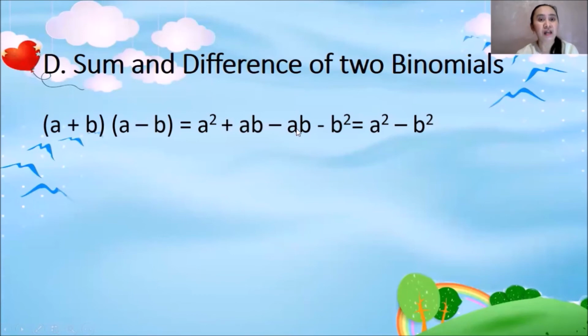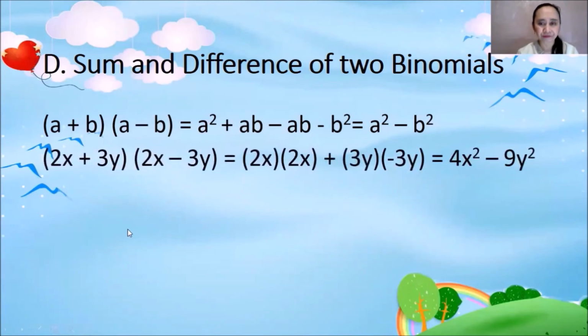The middle is always 0 if the given is the sum and difference of two binomials. The numerical coefficients of the first term and the second term must be the same. So, therefore, the final answer, the product, is a squared minus b squared. It means the shortcut computation for the sum and difference of two binomials is to multiply the first term and multiply the last term. Multiply the first term, a times a is a squared. Multiply the last term, b times negative b is negative b squared.